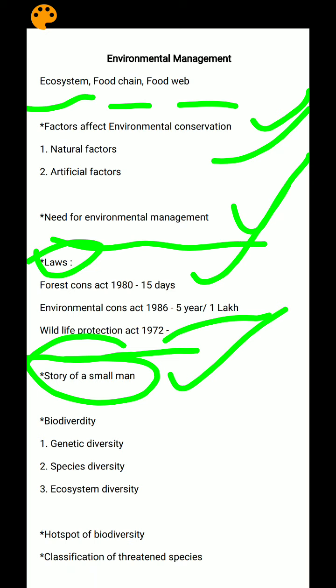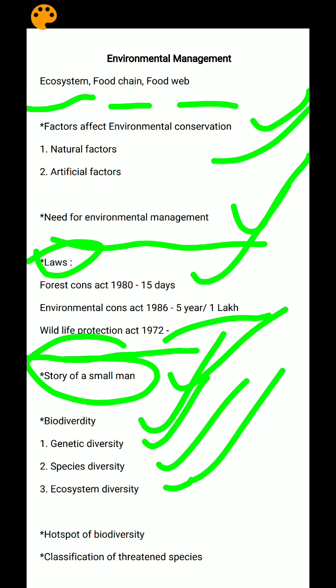Next one is biodiversity. There are 3 types of biodiversity: genetic diversity, species diversity, and ecosystem diversity. Genetic diversity occurs within the same species, meaning every human being is different from other human beings in their genes. Okay, we all know that. Next one is species diversity. Species diversity means different species have different diversity. For example, snake has different diversity, rat has different diversity, bat has different diversity, human has different diversity.